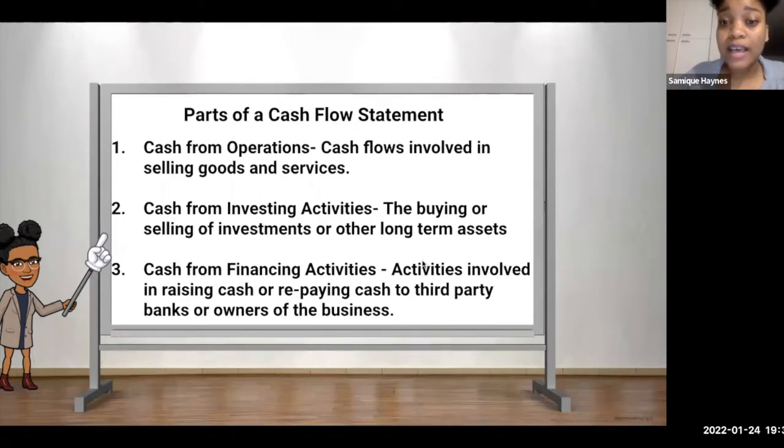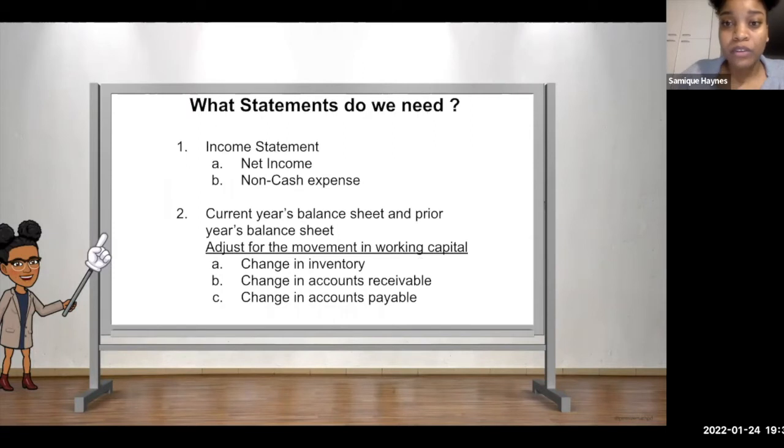Do we understand this slide? Great. So in order for us to create a cash flow statement, we need 2 things, right? So we have to look at the income statement. From the income statement, we need the net income.